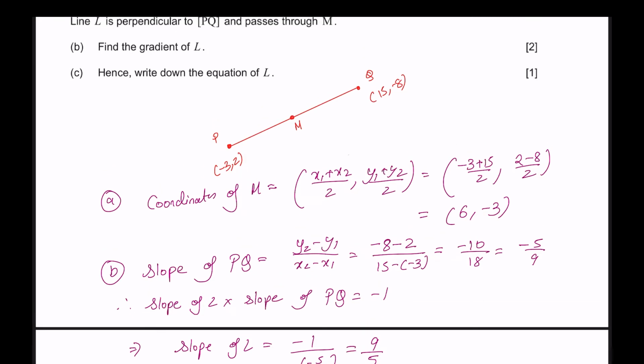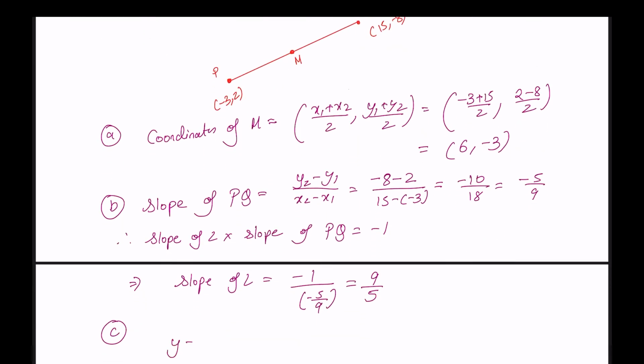Now in part C, we have to write down the equation of L. So the equation of L will be y minus y3 equals m times x minus x3. Right. So x3, y3 is the coordinates of M, and the slope of L can be denoted by this m. So the y coordinate of point M is minus 3, so y minus of minus 3 is plus 3. m is 9 over 5 and the x coordinate is 6, so x minus 6.